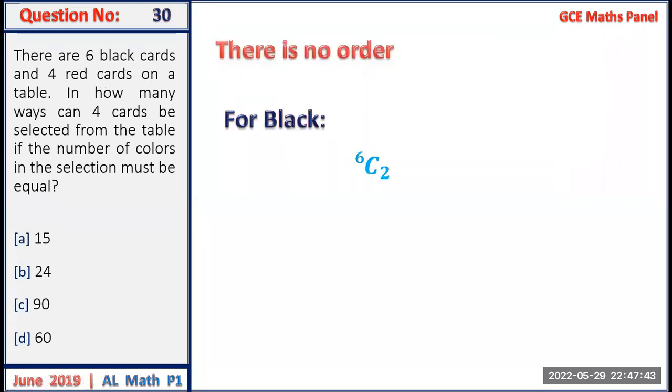However, there is no order. So for the black, we have 6 combination 2. We are selecting 2 from 6, and then multiplication. For the red, we are selecting 2 from 4. Since they said and, it's multiplication. So this will give us 15 times 6, because 6 combination 2 is 15, and 4 combination 2 is 6. So this will give us 90 ways. Or you can bring the 10 cards and check all the methods one by one. You have 90 ways to do it.